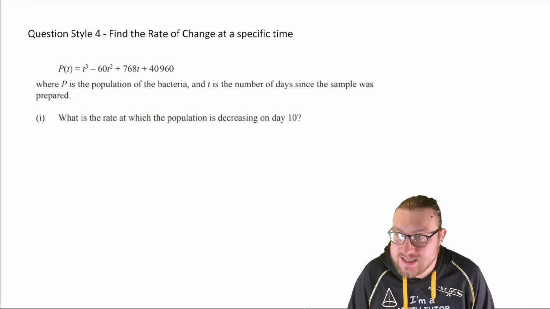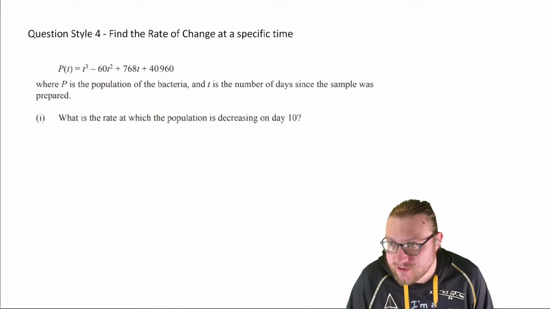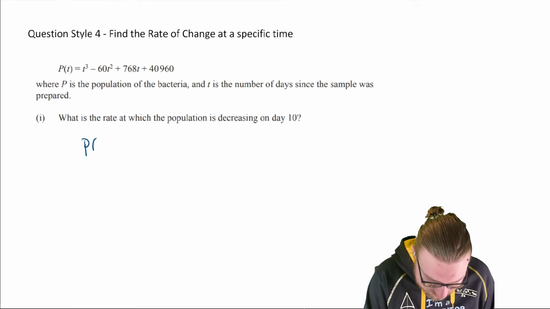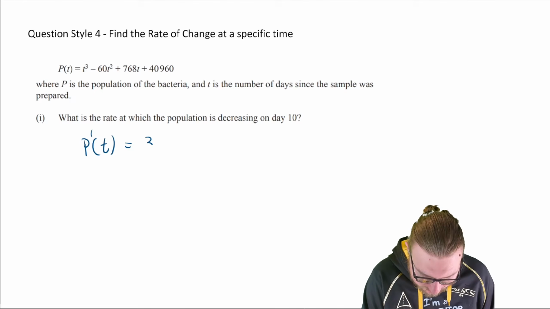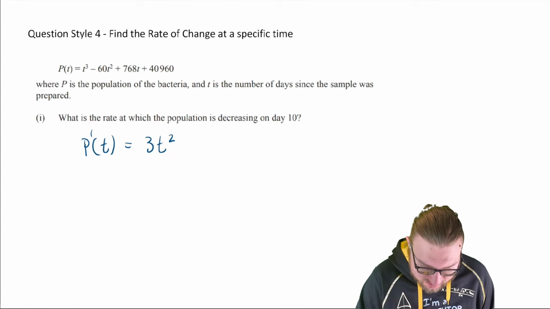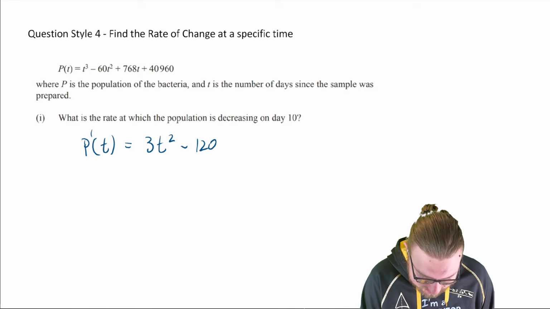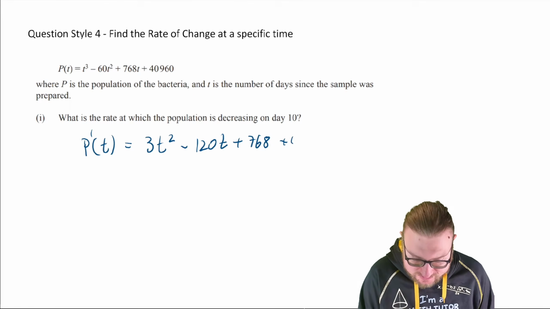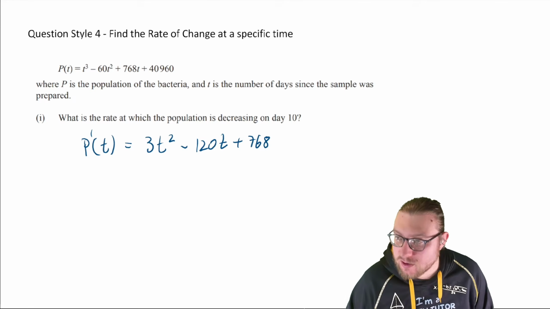If we are decreasing, that of course means we're negative, but we will get to that answer once we put everything in. Rate of change means gradient. So every time we find the gradient, we're just going to find the derivative. So p of t, but prime. And again, we multiply the power to the front, 3t squared, reduce the power by 1, minus 60 times 2 is 120t, plus 768, and then plus 0. There's no x value for the last one, so that's 0. So this is now our rate of change.